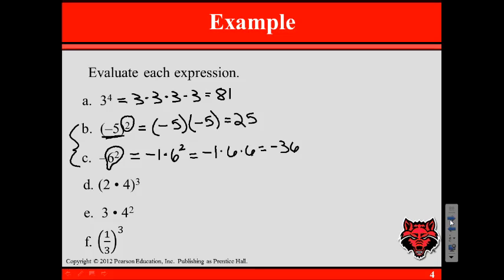In the next example, let's simplify inside parentheses first. 2 times 4 is 8, so that gives us 8 cubed. Remember that 8 cubed can be rewritten as 8 times 8 times 8. And this will simplify to 512.